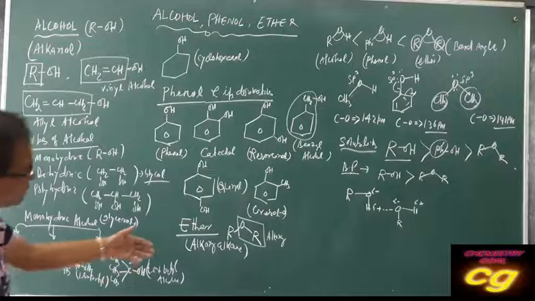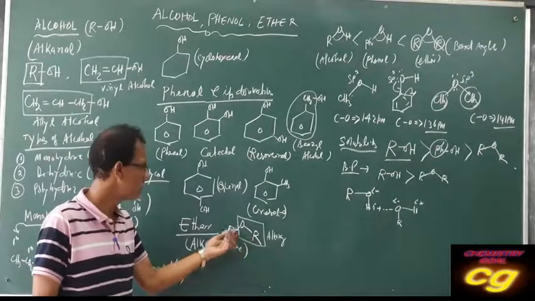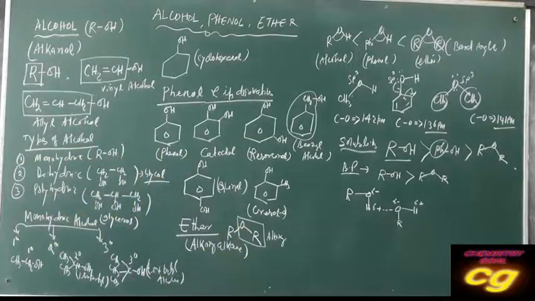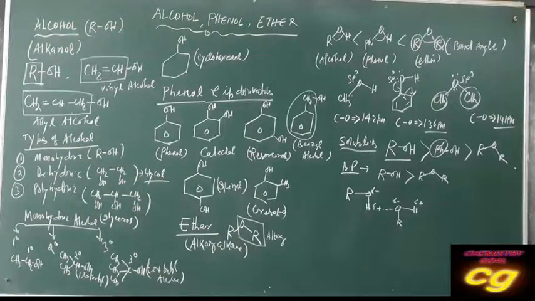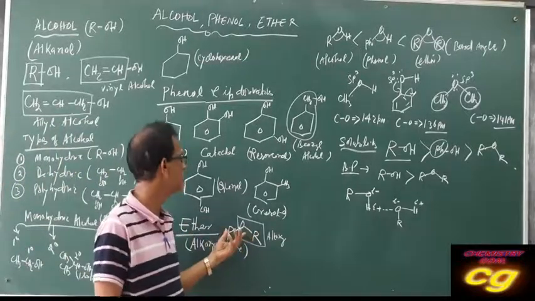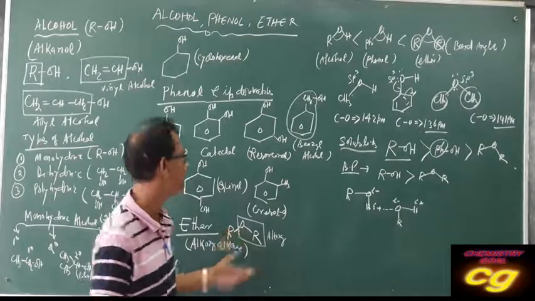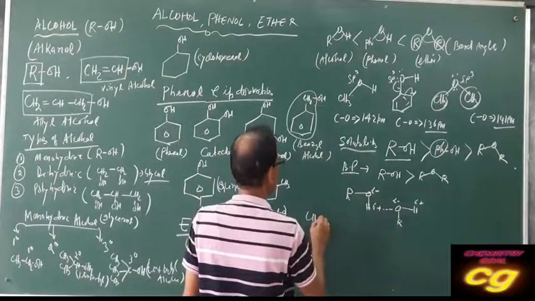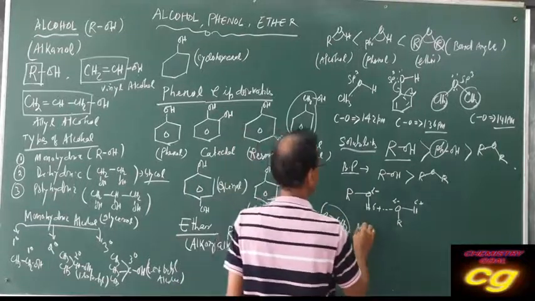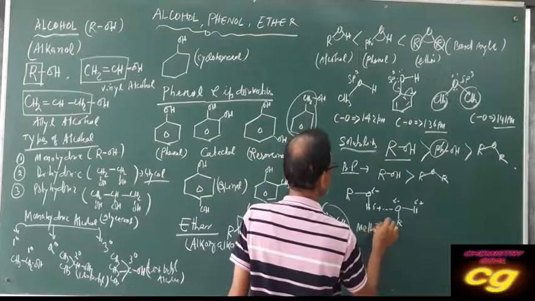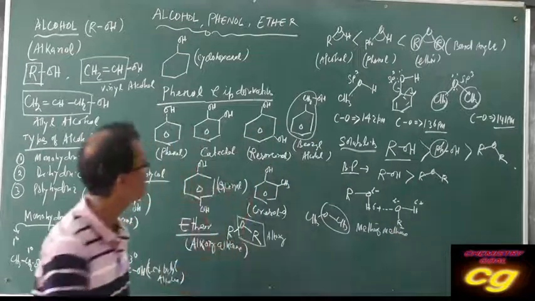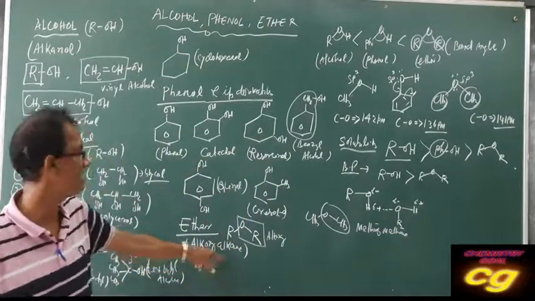Nomenclature of ether is derived from where? Alkoxyalkane. Here the alkoxy, the larger group, will be the alkoxy, then alkane. Suppose, for example, the methyl group is called methoxy methane. Ether is generally called alkoxyalkane.